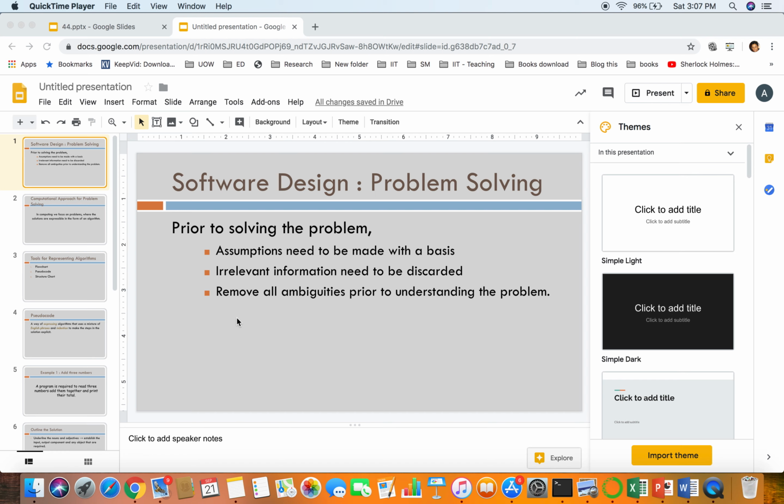Hello, welcome to the session of software design and problem solving. In this lecture, I'll be explaining the computational approach of problem solving.